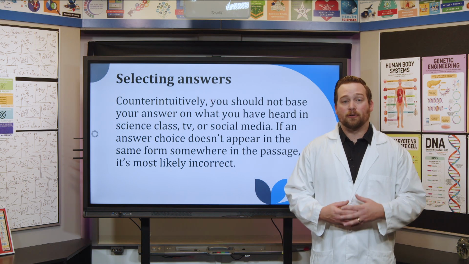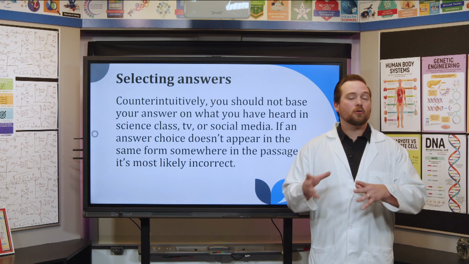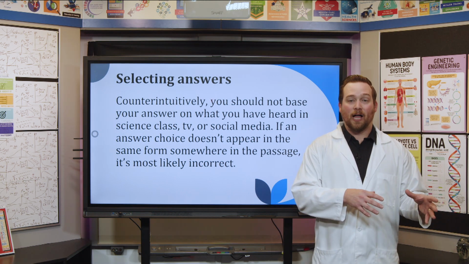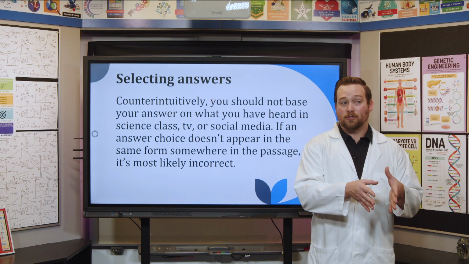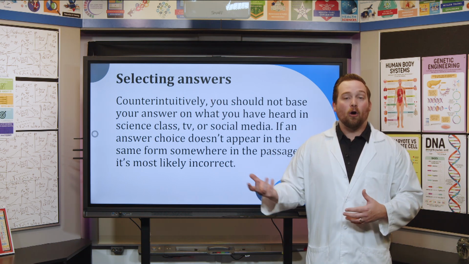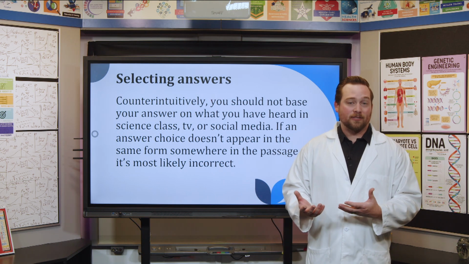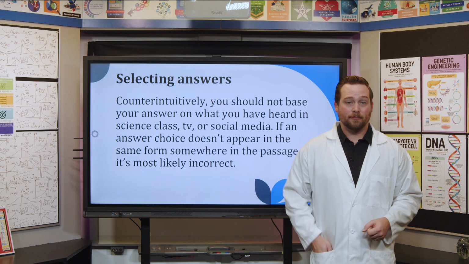Okay? So here are some hints on how to select the right answers. Counterintuitively, you do not want to base your answers on what you have heard in science class or in TV or social media. If an answer choice doesn't appear in the same form somewhere in the passage, it's most likely incorrect. So what this is saying is, don't try to use information that you know from a different class. The way that the science section of the ACT is made is that all the data is coming directly from the passages. So you have to find the answer in the passage somewhere, and you don't want to rely on outside information, because that's not how the science test is arranged. It's not testing that type of knowledge. It's testing if you can interpret a graph correctly.